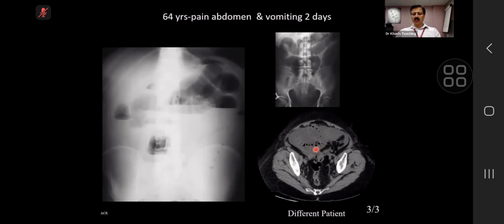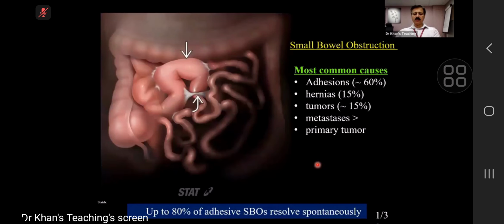bubbles. Now, these gas bubbles are in between two valvulae conniventes. So they will give you this kind of appearance. This appearance can be seen on an erect X-ray, or it can be also seen on a CT scan. And when you see it, call it. It's considered quite specific for small bowel obstruction.